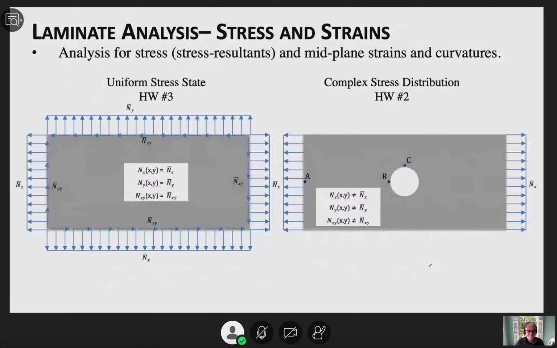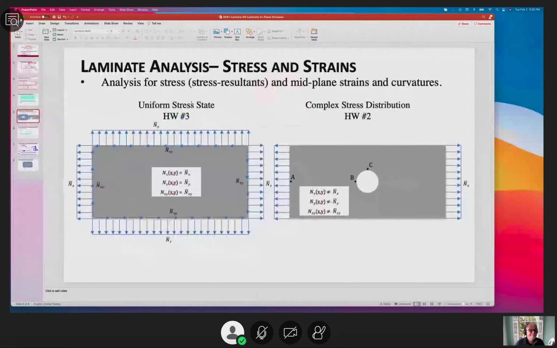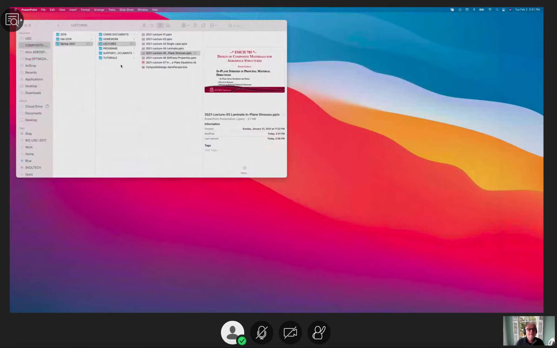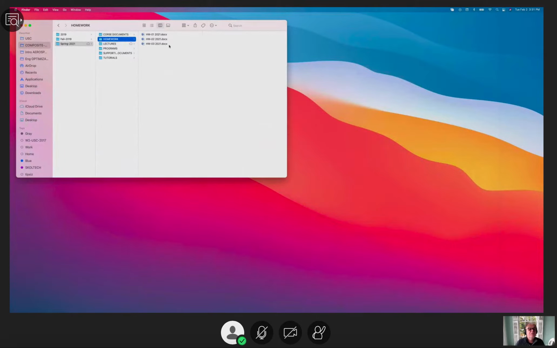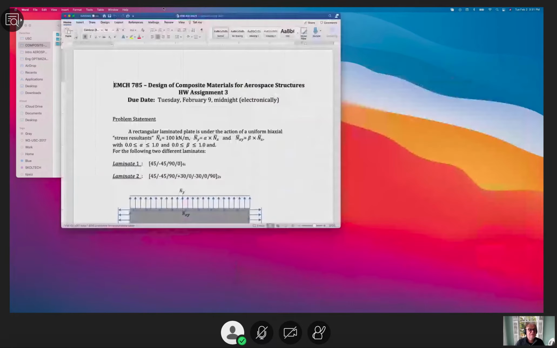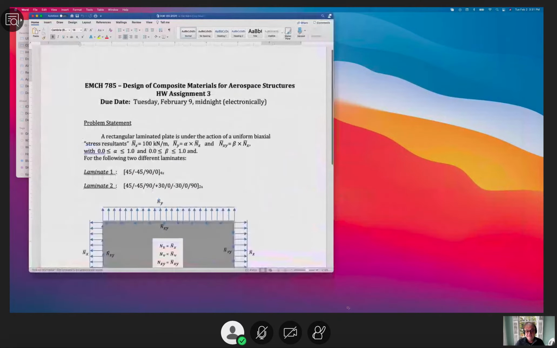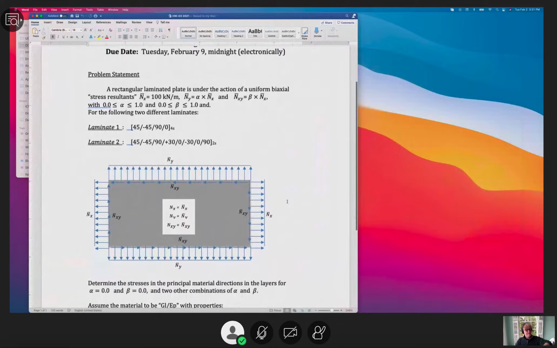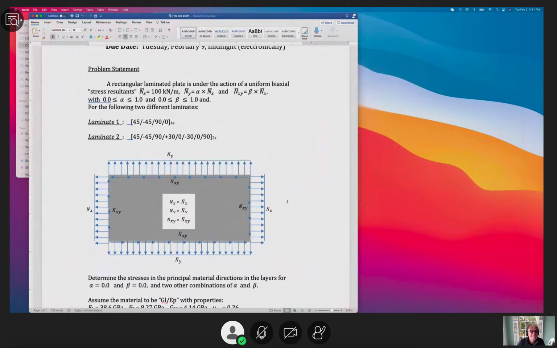So, any questions about this? If you don't have any questions, let's talk about homework problem number 3. That's homework 3. And surprisingly, this looks a bit like the homework problem that you just did or are doing. I guess the deadline is tonight.